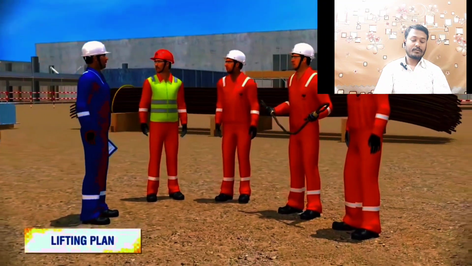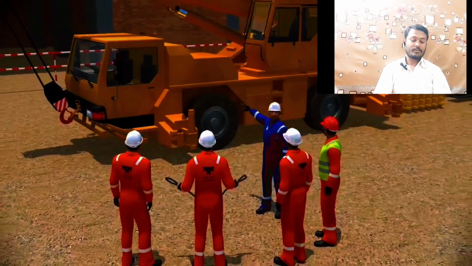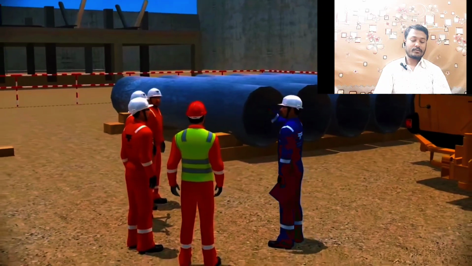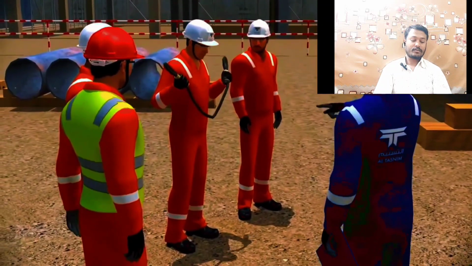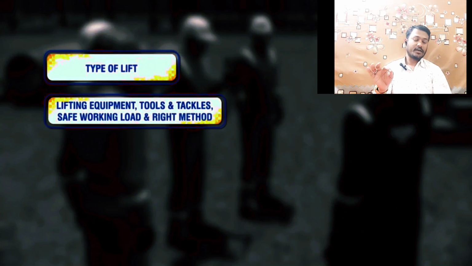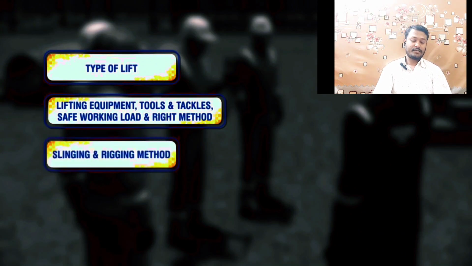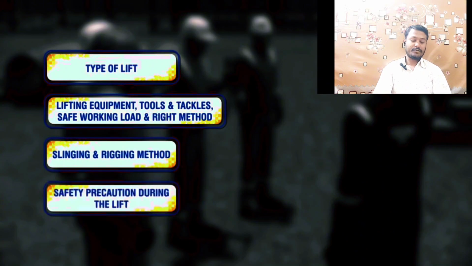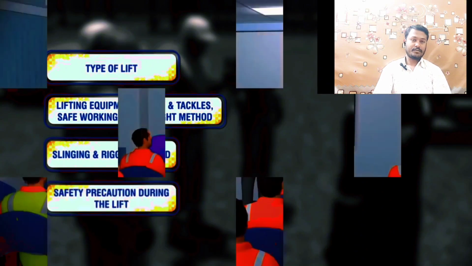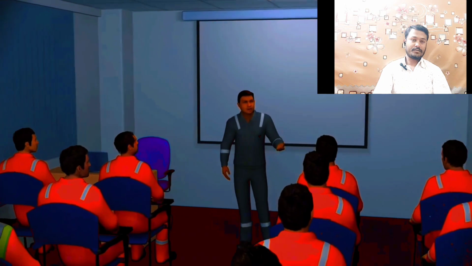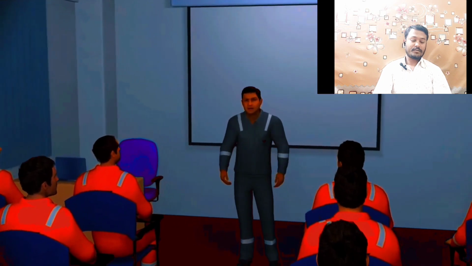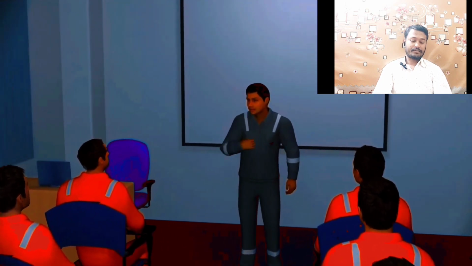Lifting plan. Lifting plan contains the essential information for the particular lifting operation, such as type of lift, selection of lifting equipment, tools and tackles, safe working load, and right method to use them. Slinging and rigging method. Safety precaution during the lift. Now, let us understand the safety rules to be followed during lifting operation.